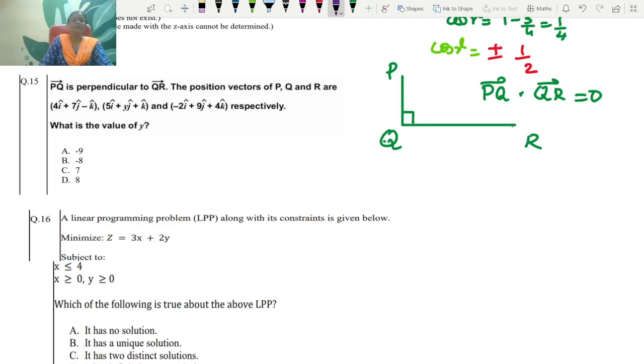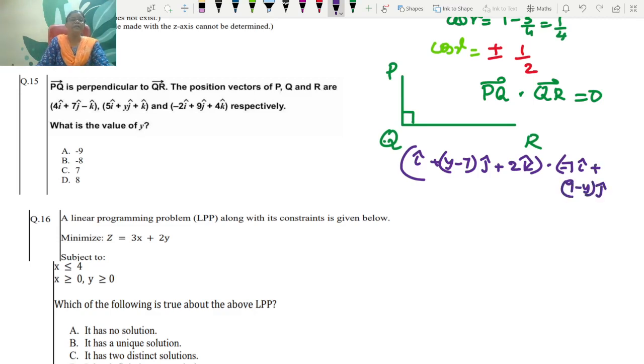It is 5 minus 4, that is i. Then it is y minus 7 times j. And the last one is 1 minus minus 1, that is 1 plus 1, that will be 2k. Dot. Now with QR: it will be minus 2 minus 5, that is minus 7i. 9 minus y times j. And then it is 4 times k. This product should be equal to 0.